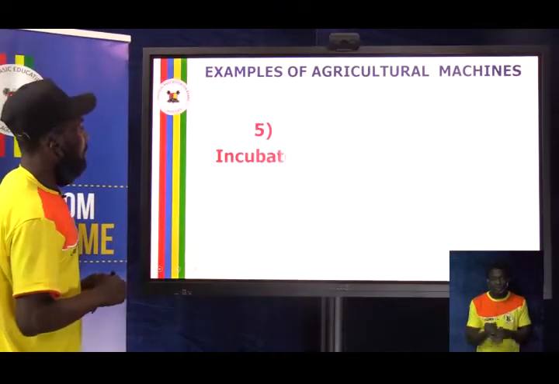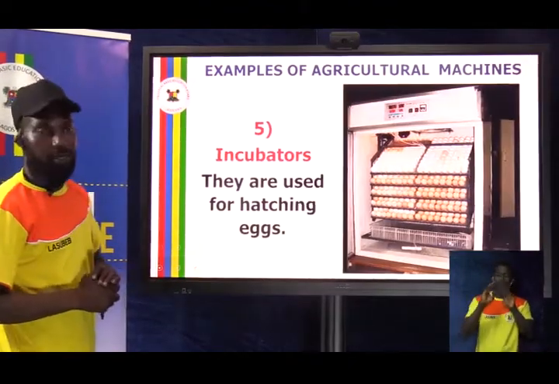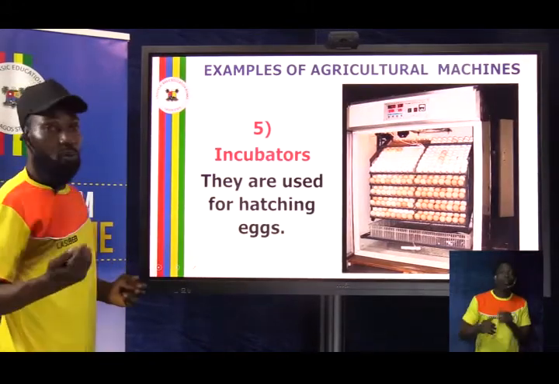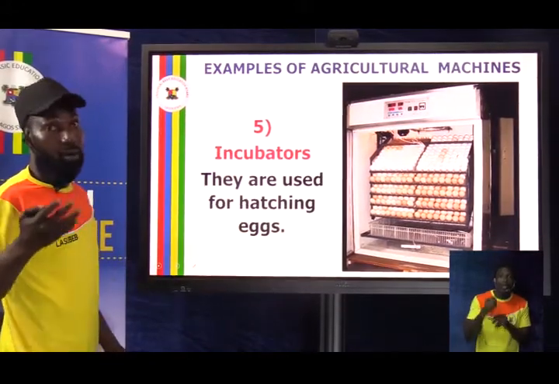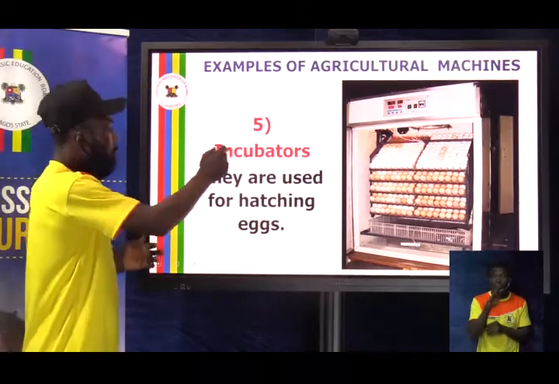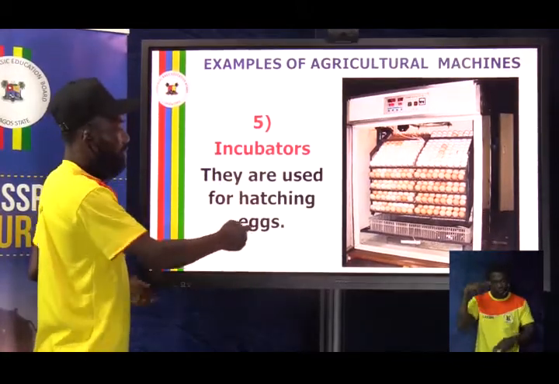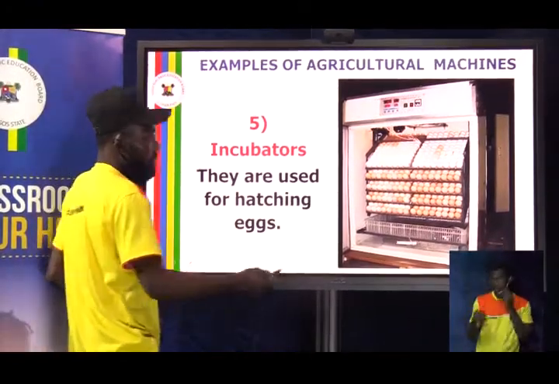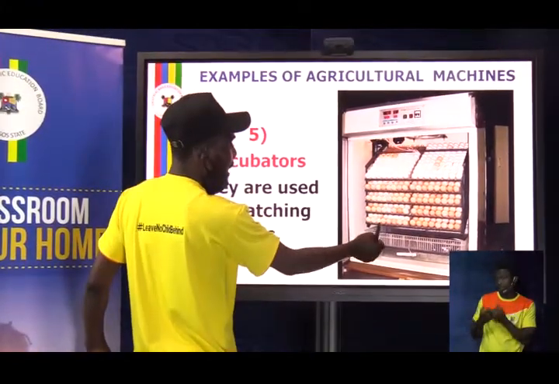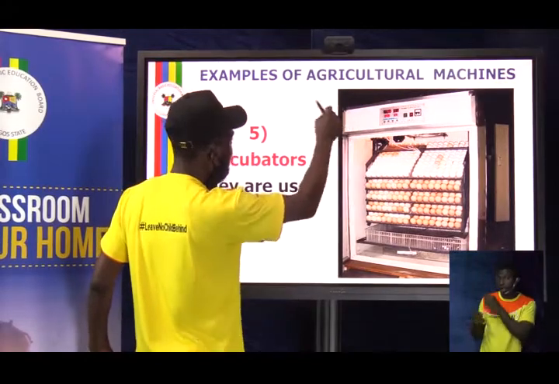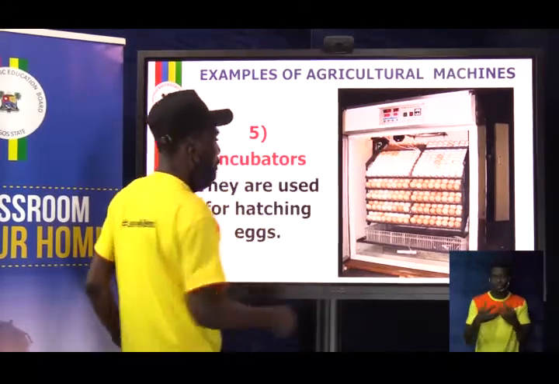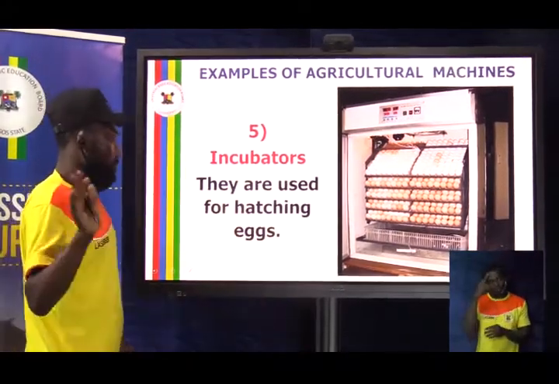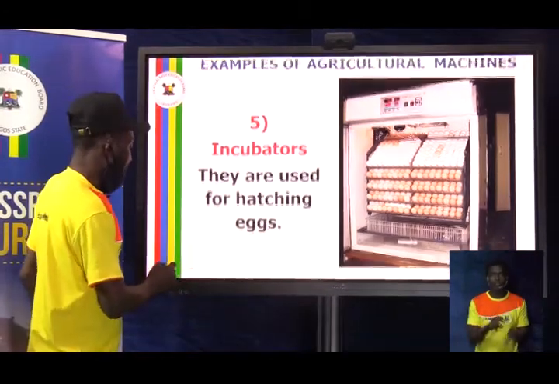Next one is incubators. Say that, incubators. Most of the eggs you see are incubated. So incubators are used for hatching eggs. They are used for what? Hatching eggs. You can see the picture here of how eggs are hatched. So this is an example of an incubator. It's used for hatching eggs.